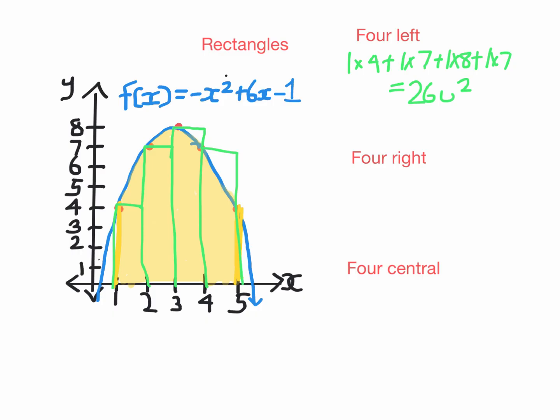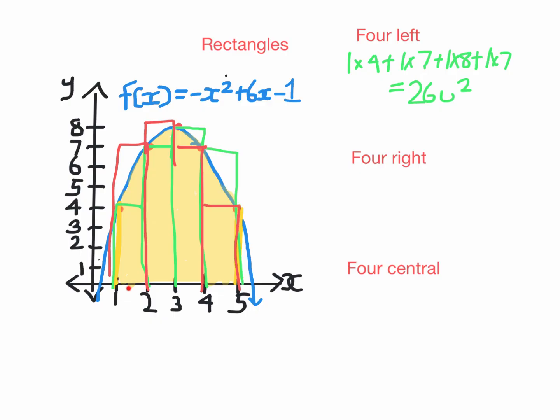Let's look now at doing 4 right rectangles. So instead of meeting the function at the left, it'll meet it on the right. So the first rectangle would meet it on the right and be there. The next rectangle, they always meet on the right. So the 4 rectangles here are drawn in red.